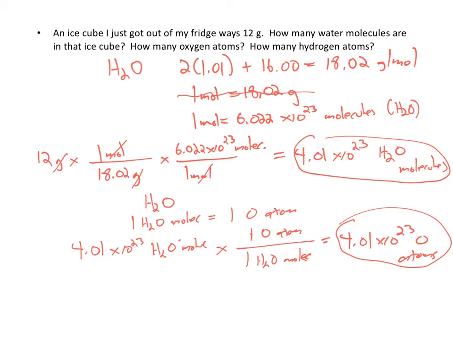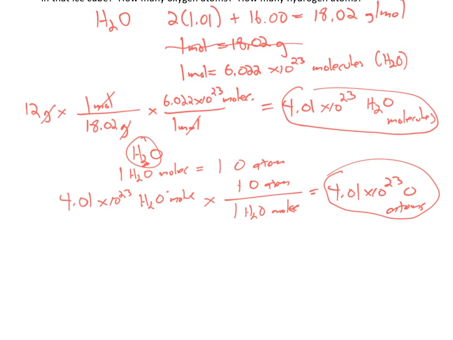And so I'll do the same thing for hydrogen atoms. Now you could certainly figure out that if I have one water molecule, then I have two hydrogen atoms. So I would just take the 4.01 times 10 to the 23rd and multiply it by 2 to get the hydrogen atoms. But just for the sake of completeness, I'm going to set this up as another conversion.